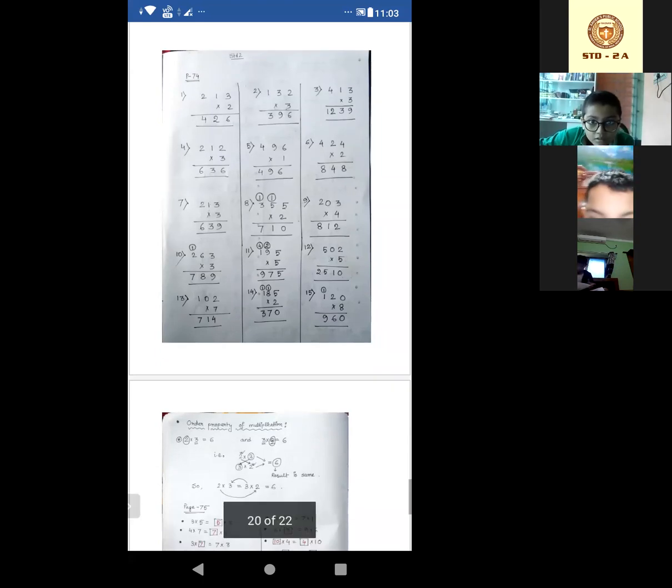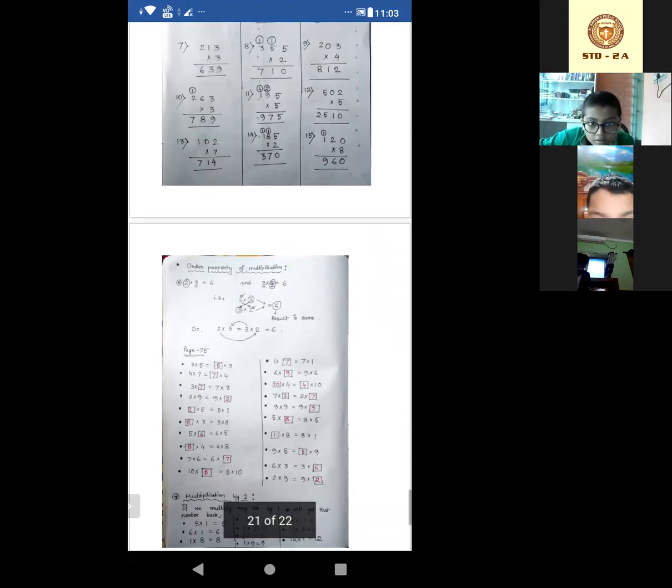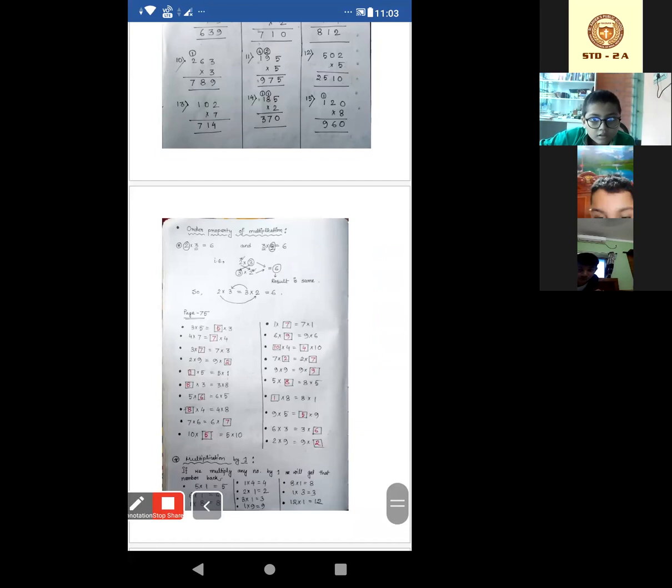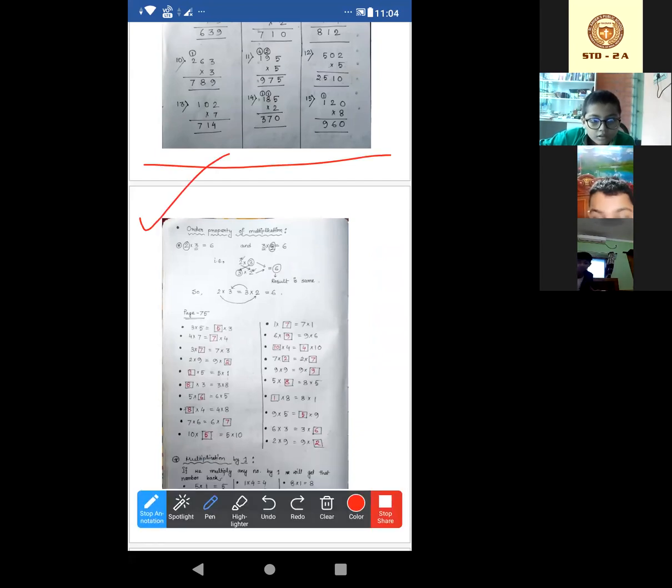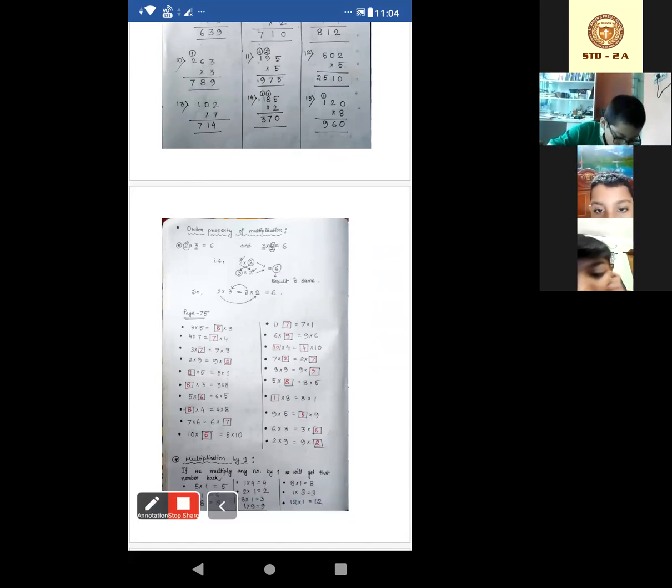So this 15 sum we have completed yesterday, right? So today we will start from this page, okay? From this page. Understood? Up to this, all of you completed though. But due to network issue, I was unable to check all the copies, okay? So today I'll check all the copies, okay?